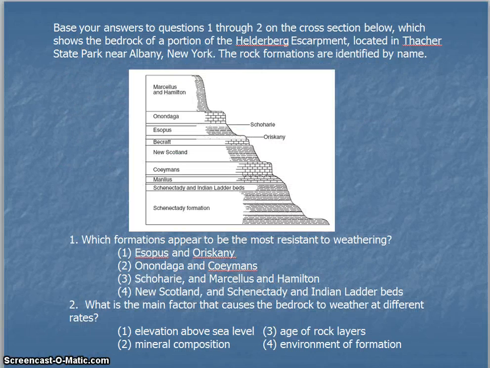So here, let's practice a little bit more. We have some Regents level questions here for you. This was on a past Regents exam, and it gives you some background as to, this is a portion of an escarpment that's in Thacher State Park near Albany, and the rock formations are identified. And some of them you might actually see and say, hey, I know those places, like Marcellus. This is the Marcellus Shale that people are trying to mine below our area, but here in Albany, it's at the surface. And if you go through, it says, which formations appear to be the most resistant to weathering? Most resistant, meaning it's not breaking down.